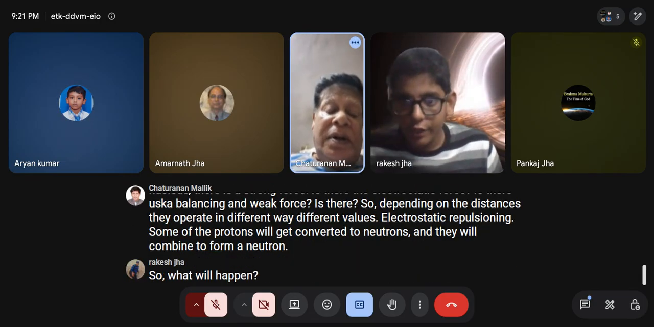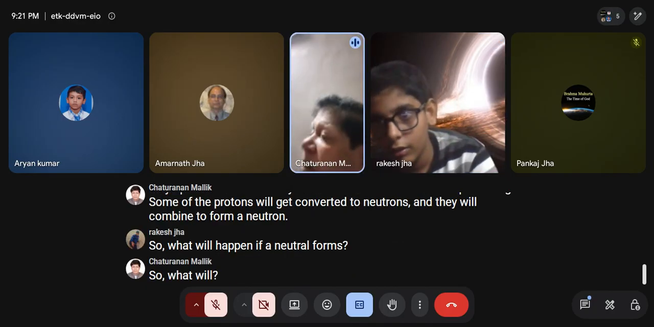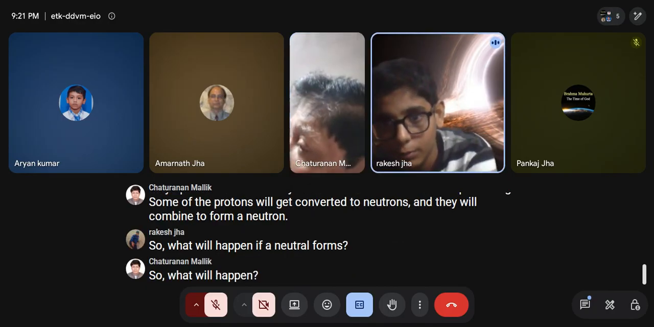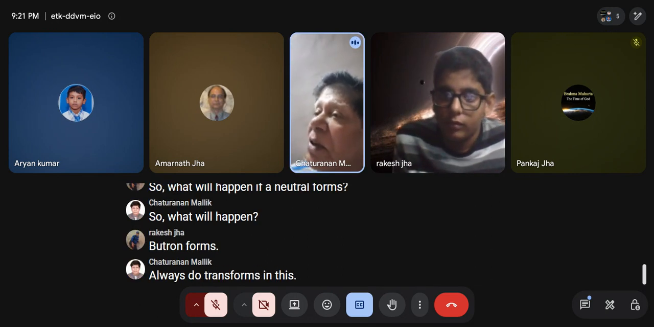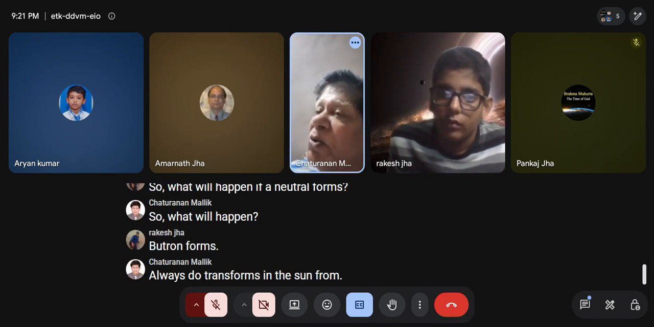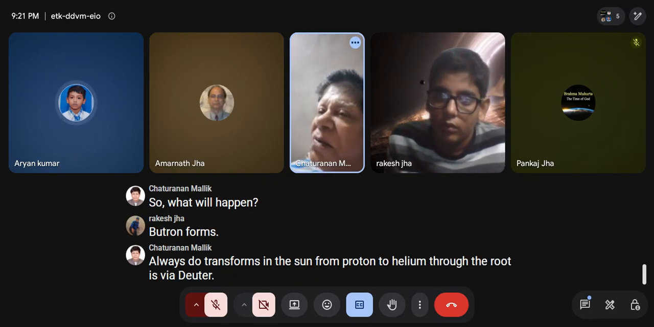So, what will happen if a deuteron forms? Does deuteron always form in the sun? From proton to helium, the route is via deuteron.